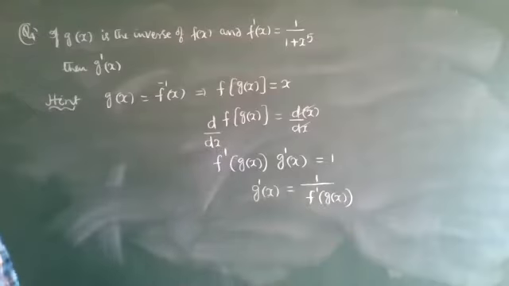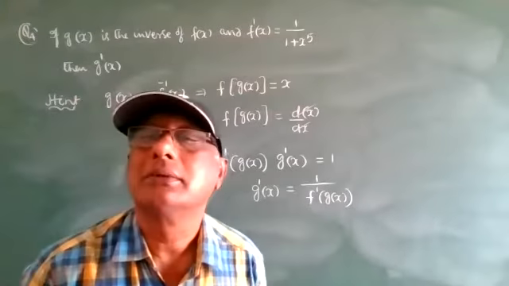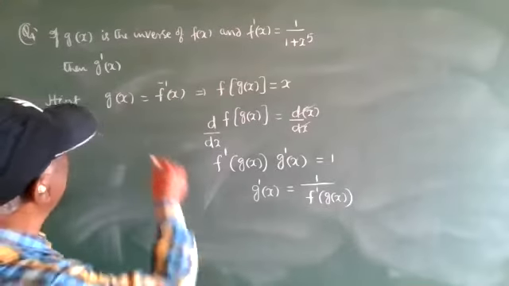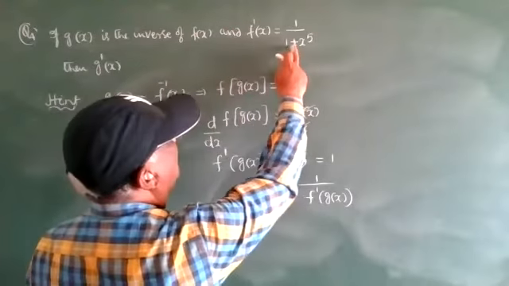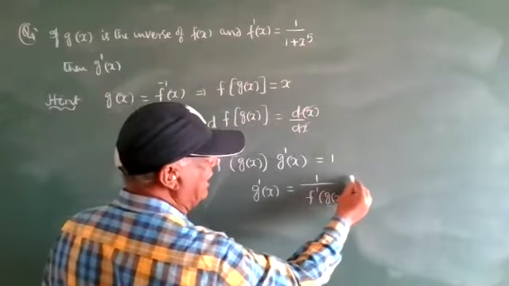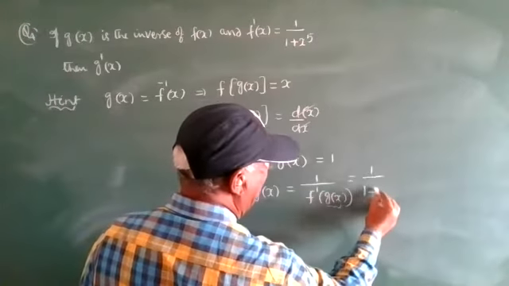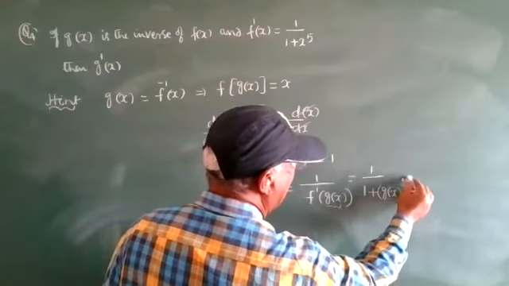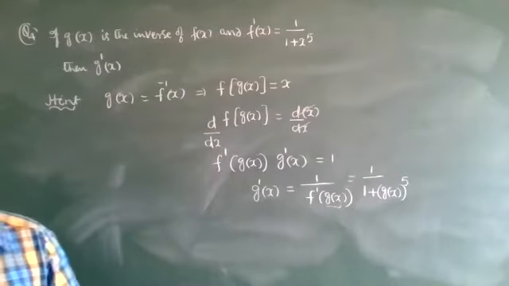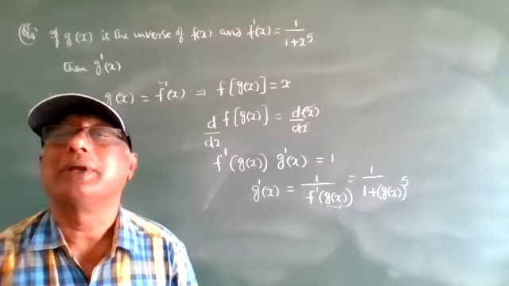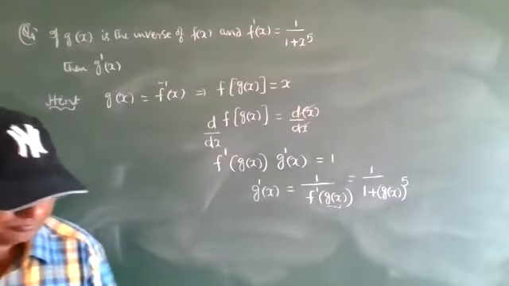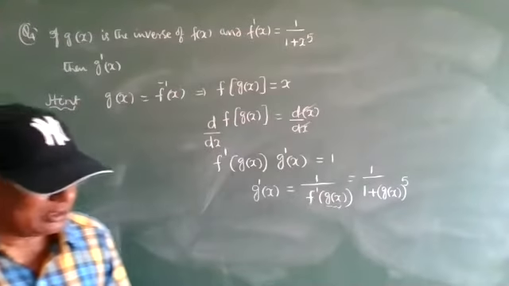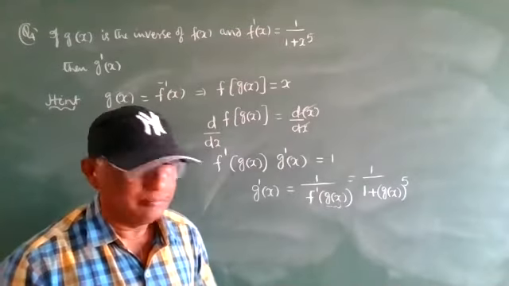What is f dash given by? It is 1 by 1 plus x power of 5, so in place of x write down g of x: 1 by 1 plus g of x whole power of 5. That is the required answer. This must be completed. So this part of the objective is completed, almost all.